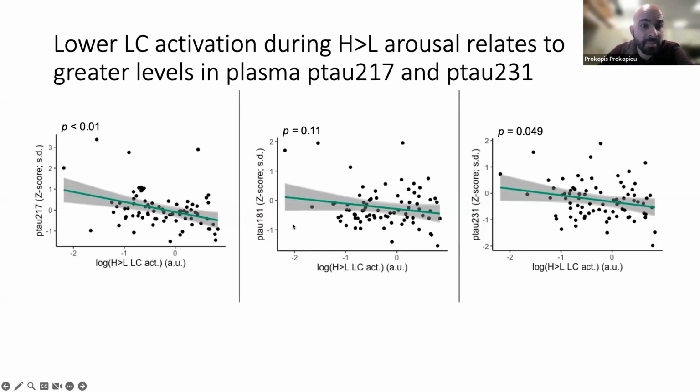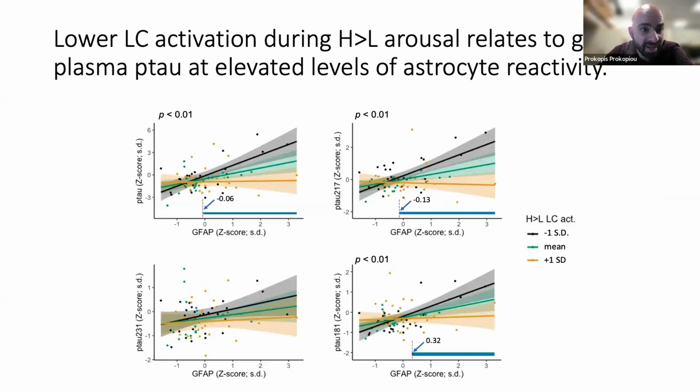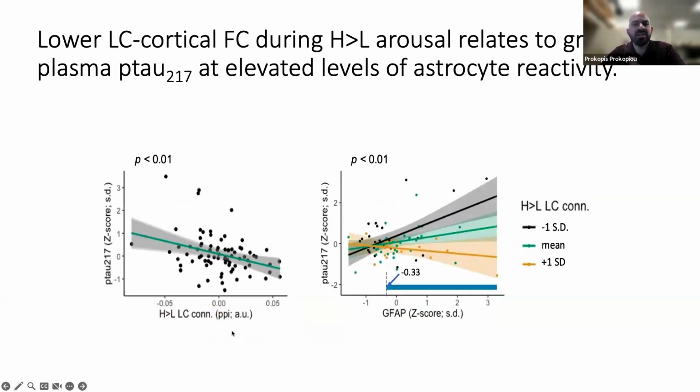And then we investigated the moderating effects of GFAP, astrogliosis, on the relationship between LC dysfunction and tau phosphorylation. And we found significant moderating effects by astrogliosis on that association, except for the association between LC dysfunction and p-tau 231. All right, but since p-tau 217 was found to be associated with LC activity more consistently compared to the other biomarkers, we selected it as a representative plasma p-tau biomarker for subsequent analysis, including LC cortical functional connectivity.